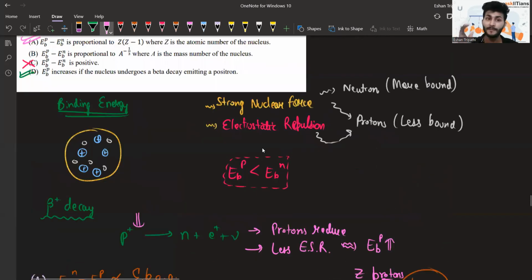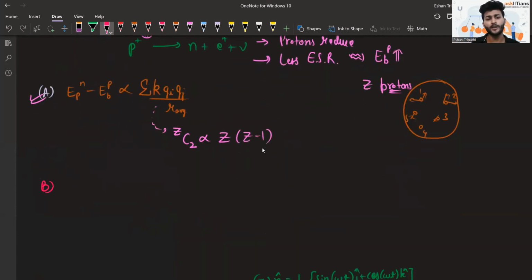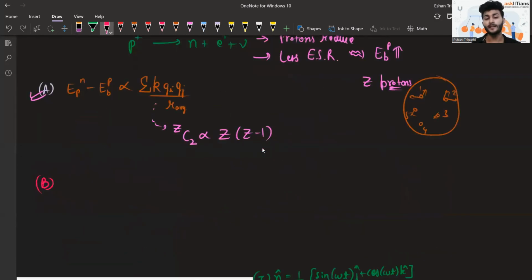And if we talk about the B part, they're asking, is it proportional to A to the power minus 1 by 3? Just imagine, they are saying protons are distributed uniformly. Doesn't it become like a solid insulated sphere with uniform charge distribution? So can I say the self energy of this? You can assume it like a sphere uniformly charged.